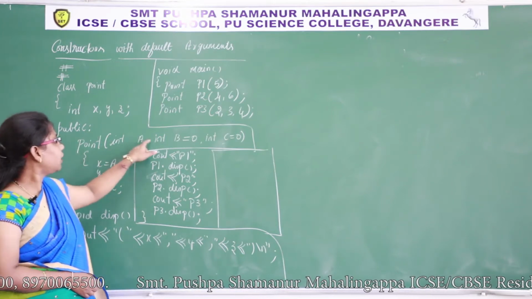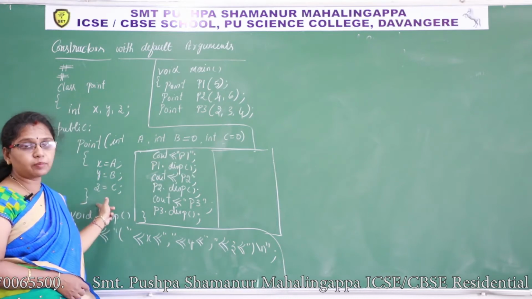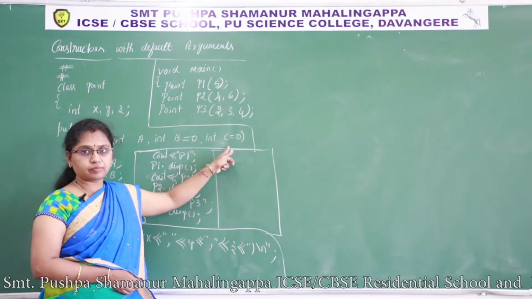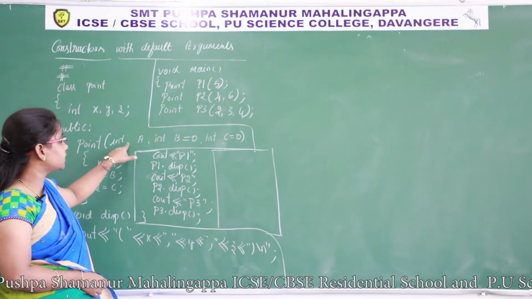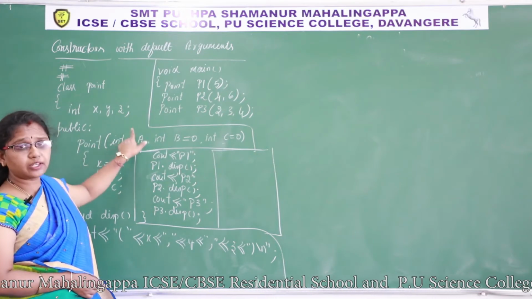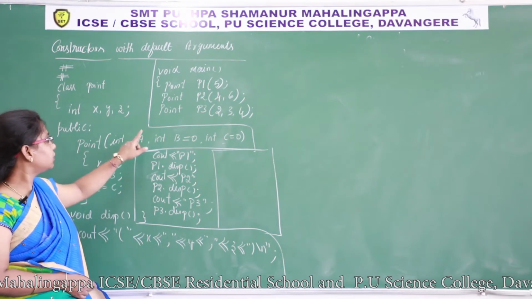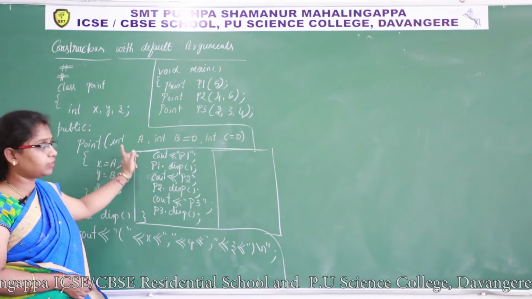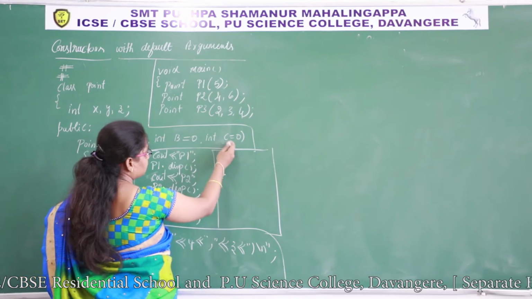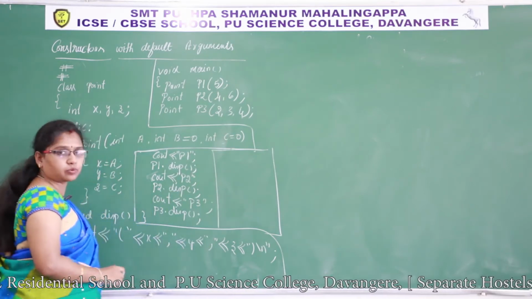But here we have a 3 argument constructor. Maximum how many values you are going to set, you have to take that many arguments. Here the maximum is 3, so I have taken 3. At least one parameter we need to pass here when you use default arguments. For these two, from right to left we have to assign values. For these two I have set value 0.